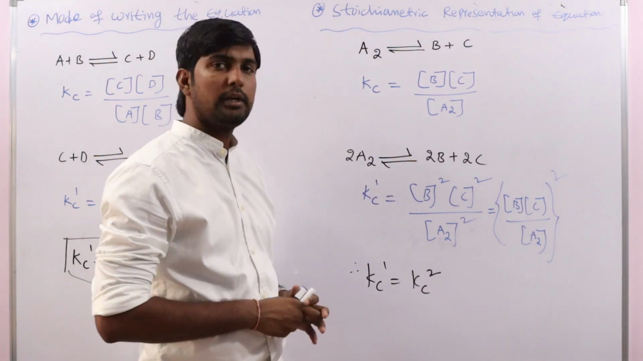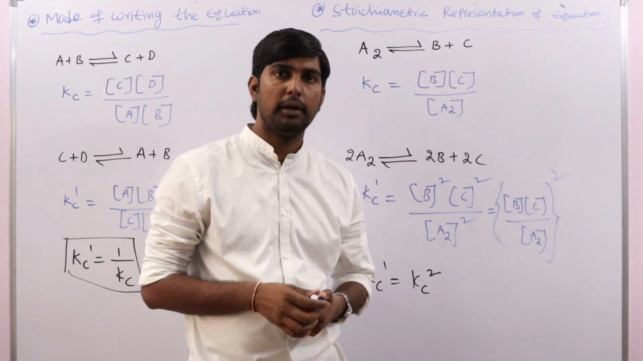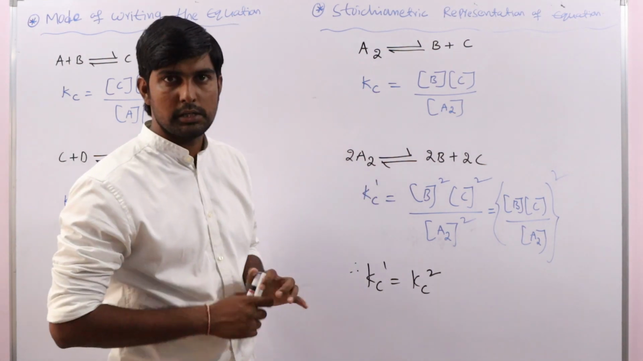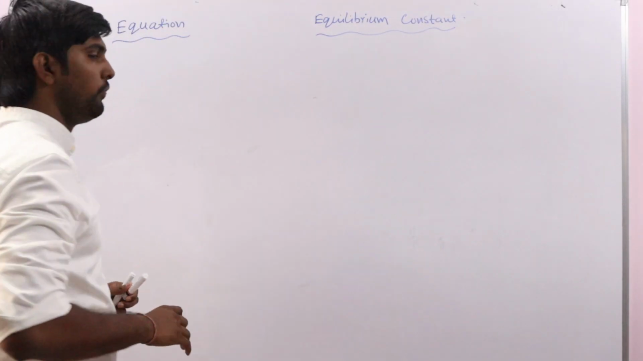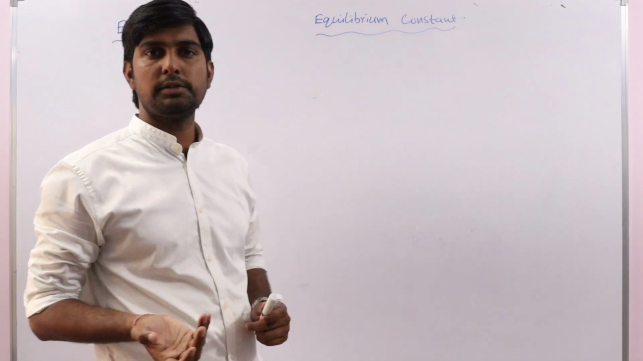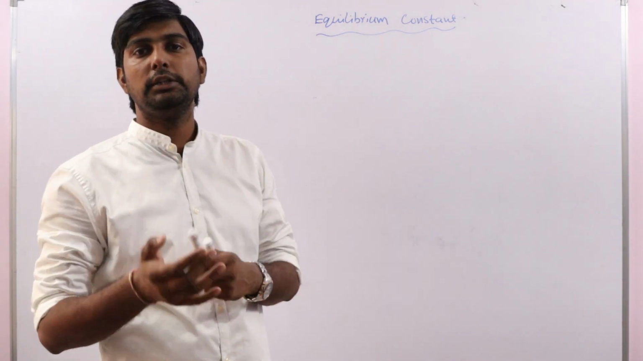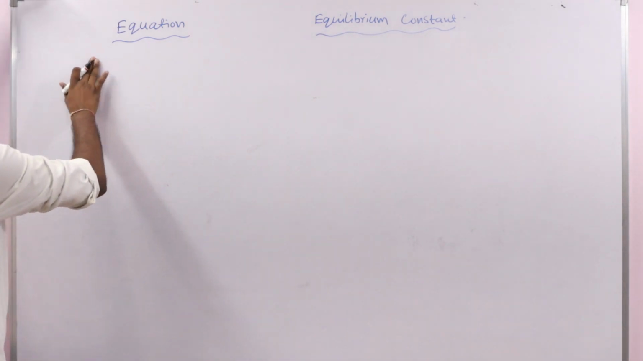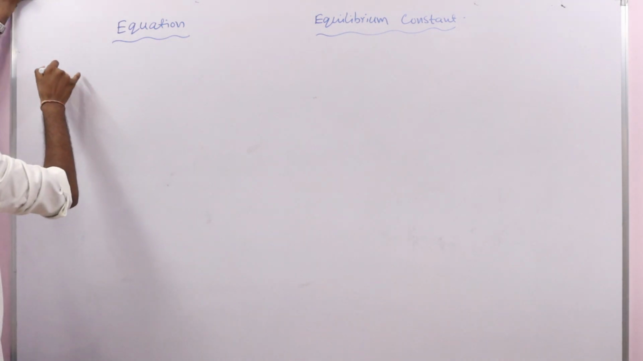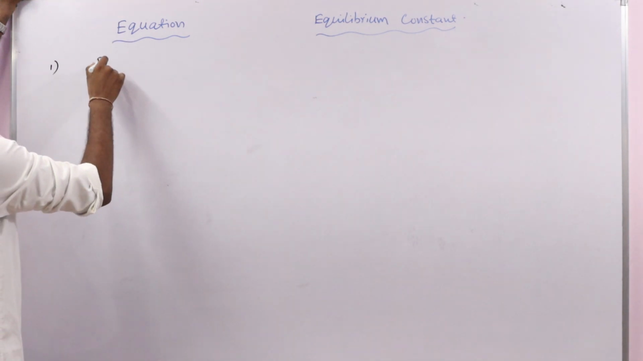Let us now discuss a simple technique to identify the new equilibrium constant. Suppose a change is imposed on the existing equilibrium system. The first one is, suppose an equation is reversed.